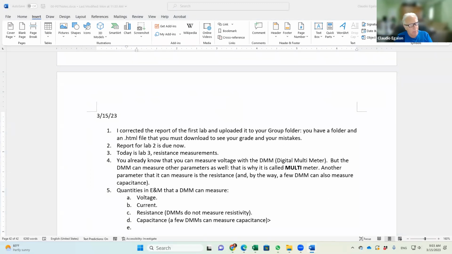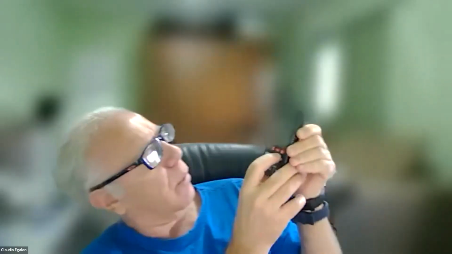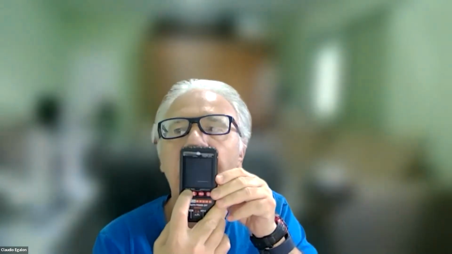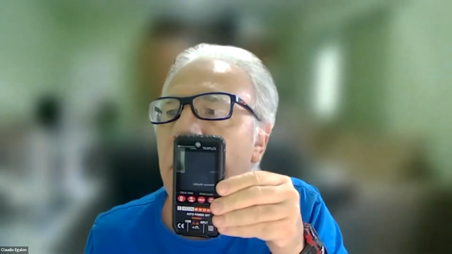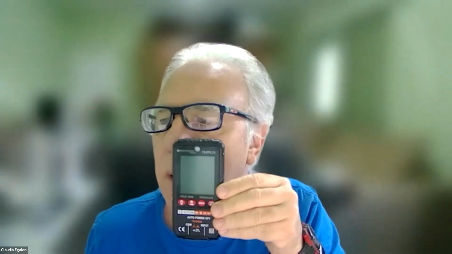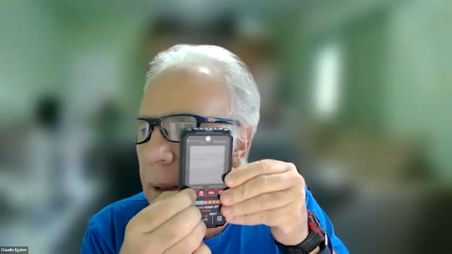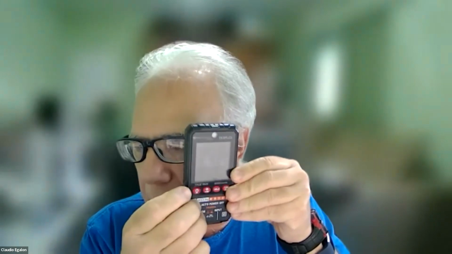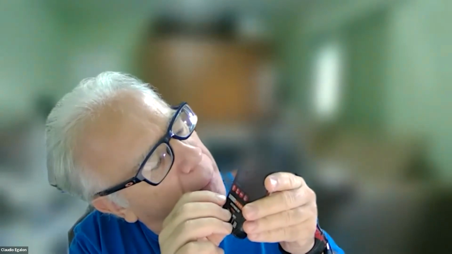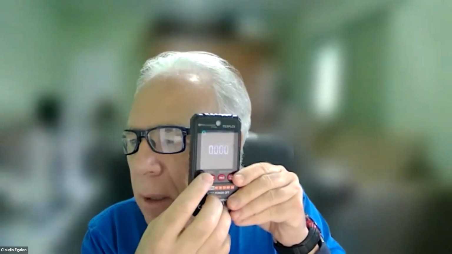So here's my DMM. I'll stop sharing the screen so you can see the DMM better. It has to be right in front of my face so you can see it. I'm going to pin my screen here. I'm going to turn it on. It's on automatic measurement right now, but I don't want automatic measurement. I'm going to select one by one.